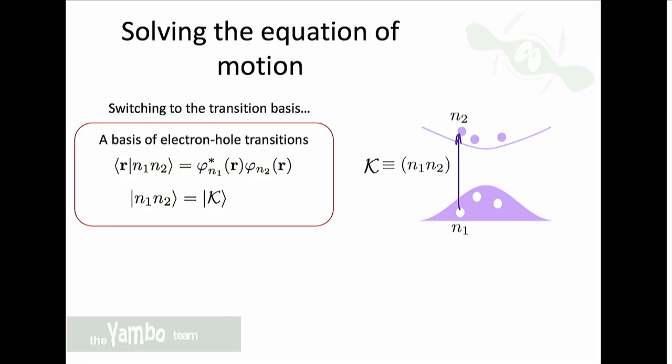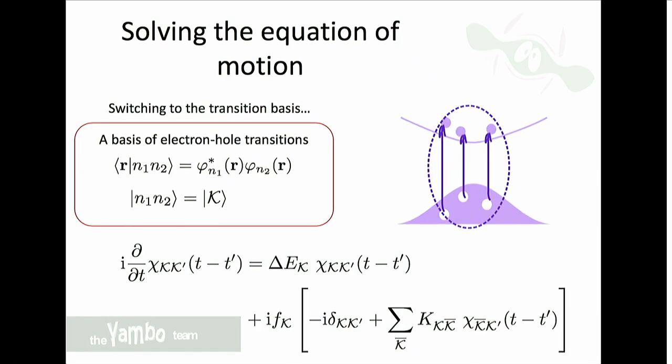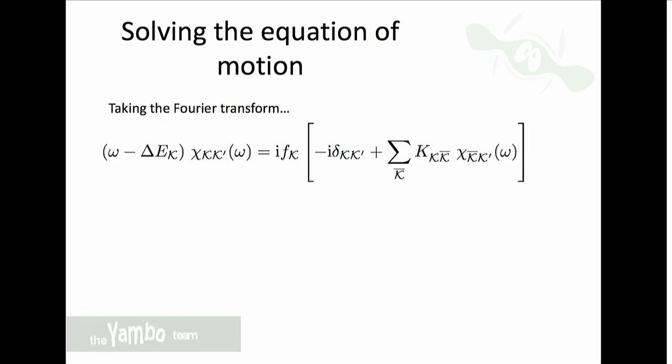Now, we can simplify this equation even more. So when we have an electronic transition, for example, we can imagine the N1 state is in the valence band, and then the N2 state is in the conduction band. It can also be the opposite, a transition from conduction to valence. In general, we can label a transition with a single index kappa, and we go in the transition basis. This actually simplifies a bit how this equation appears. And now it is clear that we can easily take the Fourier transform, because we have just the time derivative here, and the chi to be Fourier transformed. So we do it, and in Fourier space we have this simple expression.